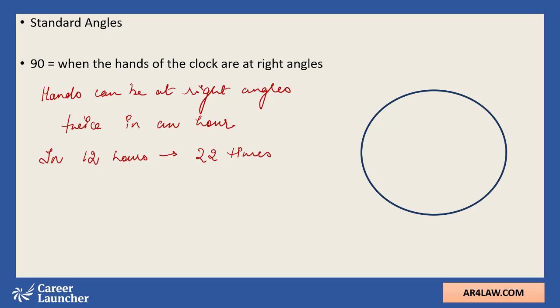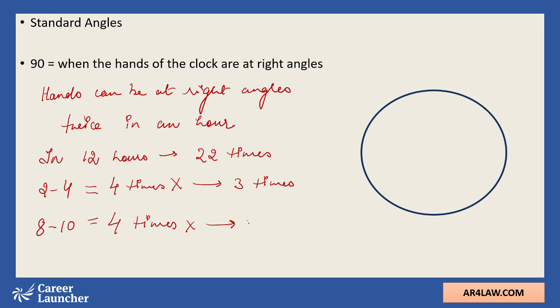The two exception hours are 2 to 4 and 8 to 10. Between 2 to 4, they should have made an angle of 90 degrees 4 times, but they make it only 3 times. Similarly, between 8 to 10, they should have made an angle of 90 degrees 4 times, but we see that an angle of 90 degrees is only created 3 times. So the count of 24 is decreased by 2, and we can say that in 12 hours they are making an angle of 90 degrees 22 times.